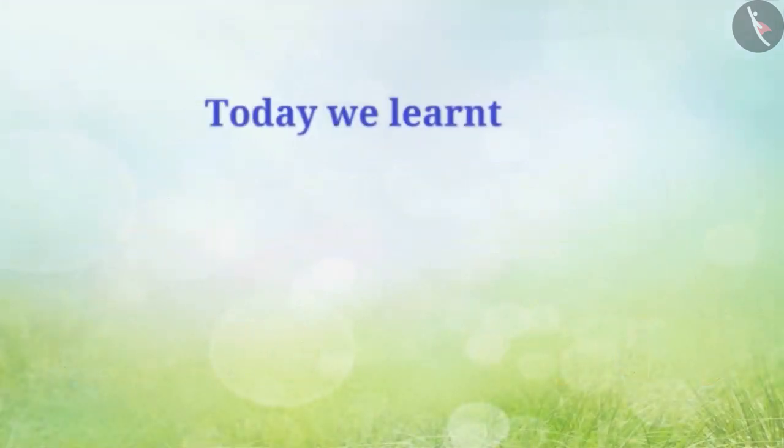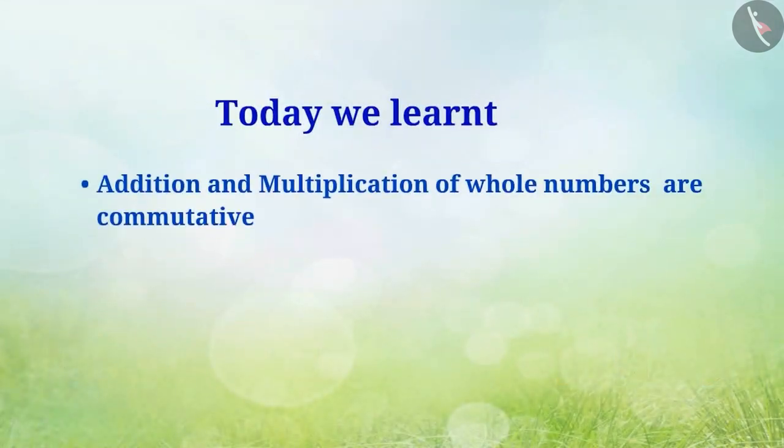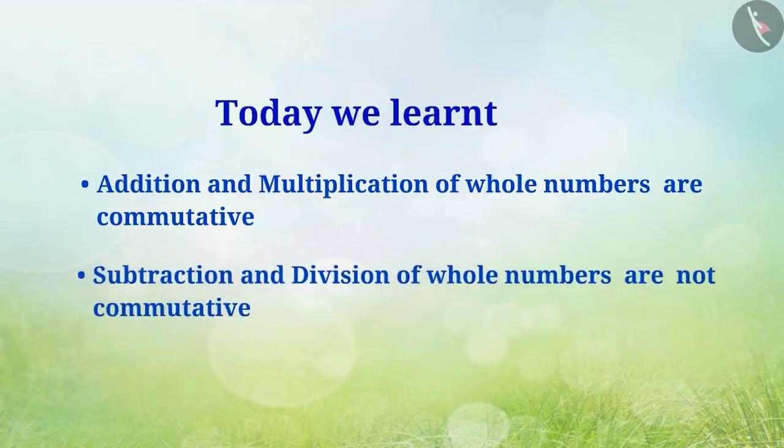Today we learned that addition and multiplication of whole numbers are commutative, whereas subtraction and division of whole numbers are not commutative. In the next video, we shall deal with a few examples related to this property.